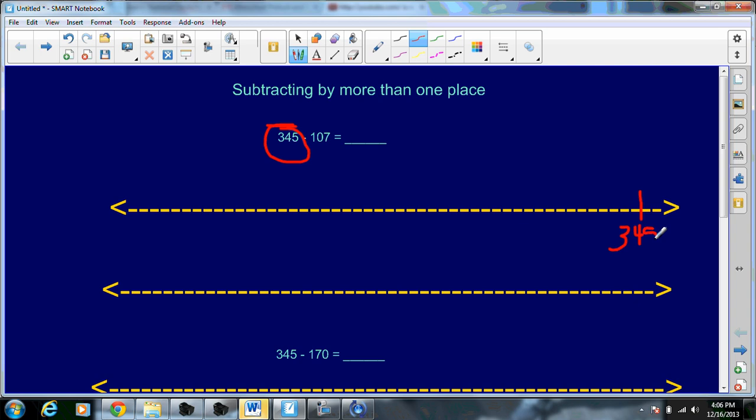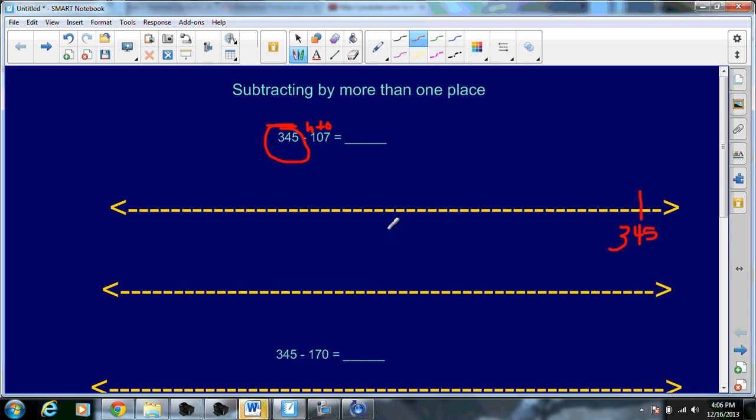When we look at the second number, it tells us what we're going to count by. In this case, when we use our place value chart over it, we see that there is 1 hundred, 7 ones, and 0 tens. Because there are 0 tens, we are not going to count by 10. We're only going to count by hundreds and by ones. So we're starting with 345.